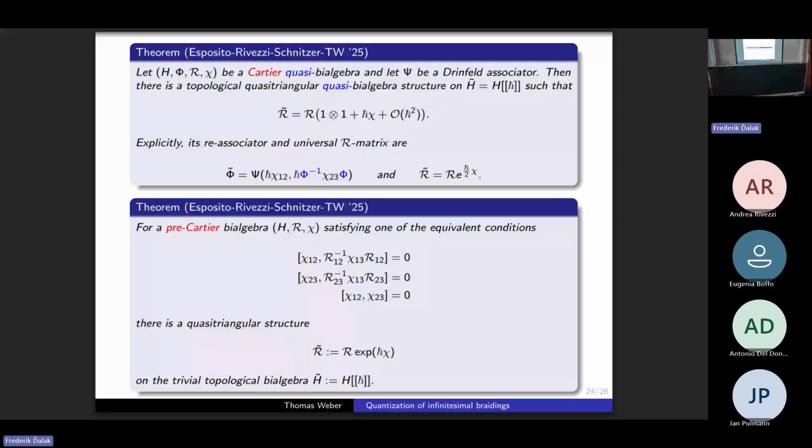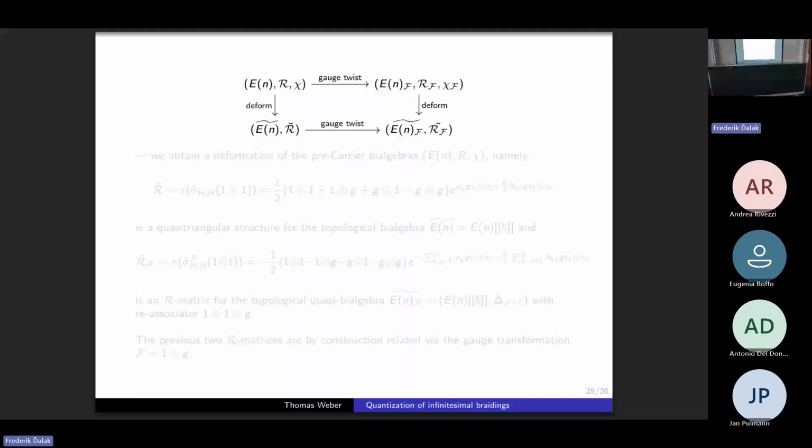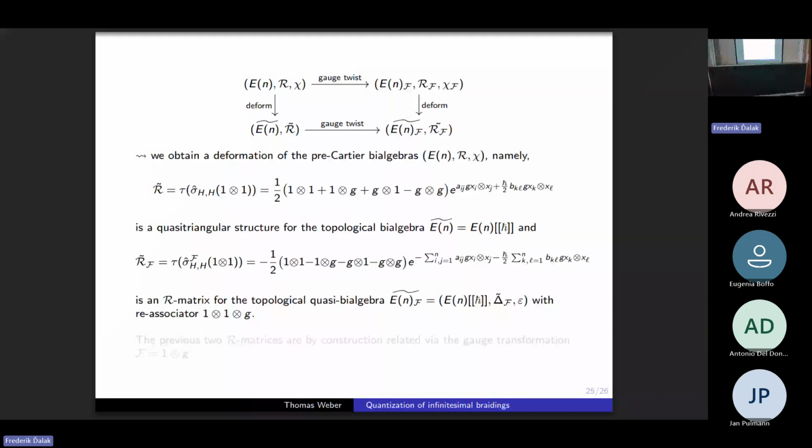And I think now, since I'm basically out of time, this is an example that we spelled out explicitly. So we start with the E_n algebras, and then you can do two things. You can either first gauge twist them in the way we have seen, or you can deform them to get some R tilde or R and chi, and then gauge twist, and both give you the same outcome. We just spelled out how the deformations look. It's of course not super interesting, but here are the formulas. And this is the gauge twist. And I think with this, I thank you for your attention.